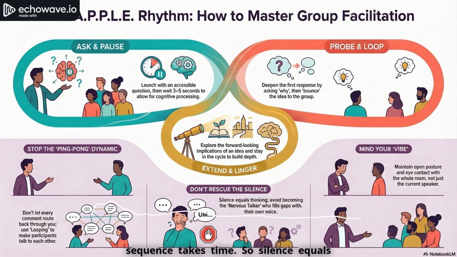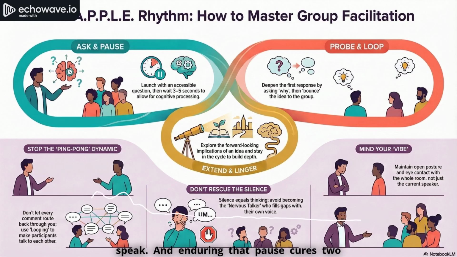That entire sequence takes time. So silence equals thinking, not failure. Precisely. The framework insists that your internal monologue during this pause must be, do not rescue them. Oh, wow. Do not rescue them. Right. Because when you jump in to break the silence just because you feel uncomfortable, you might think you're throwing the group a life raft. But in reality, you're just cutting off their thought process right as they're about to speak.